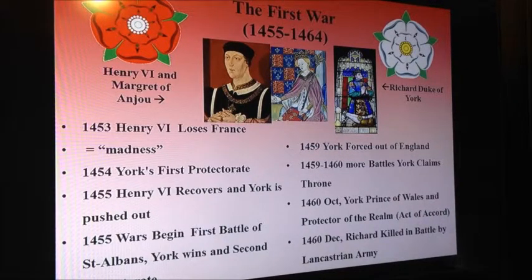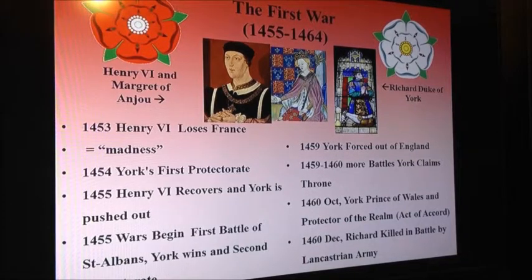Another Edward. You'll see there's a lot of Edwards in this story, a lot of Henrys and a lot of Richards. And in October of 1460, Richard, the Duke of York, is named Prince of Wales and Protector of the Realm. And this is an official act of Parliament. So when Henry VI dies, Richard will become king. But until then, he is merely the heir and he's the protector of the realm.